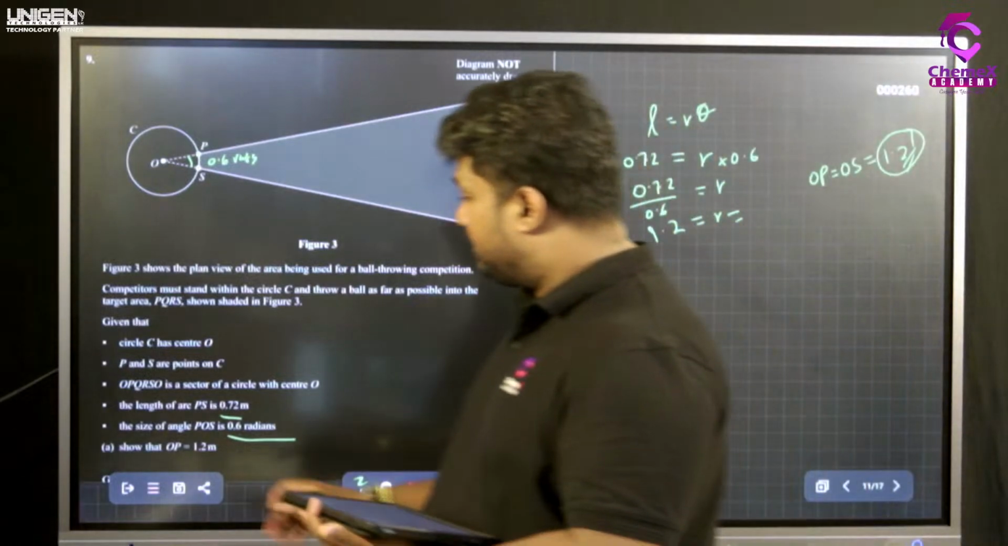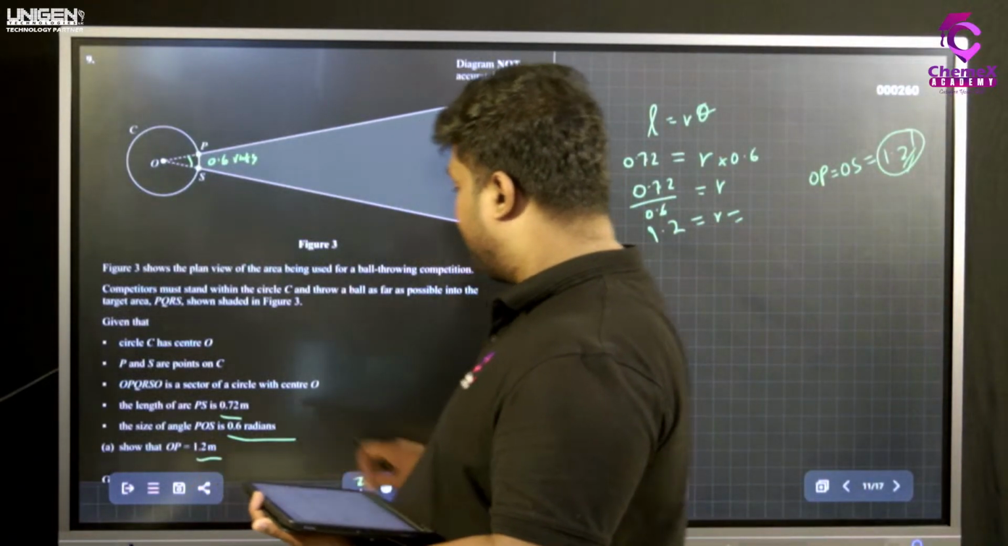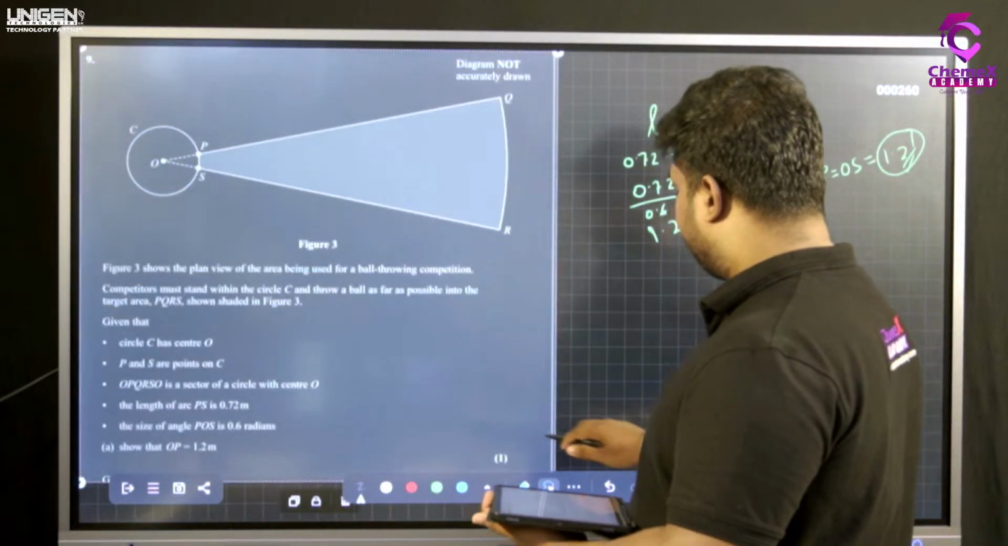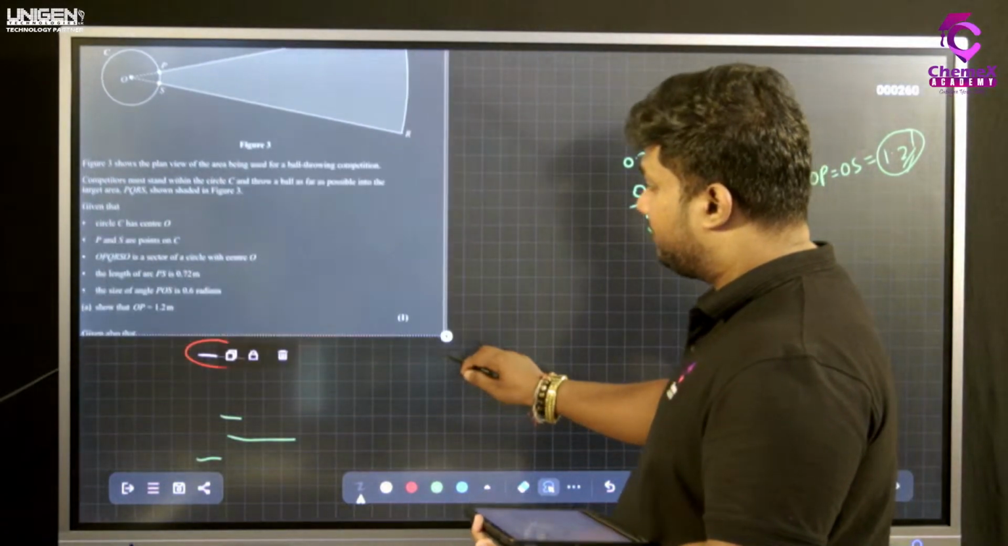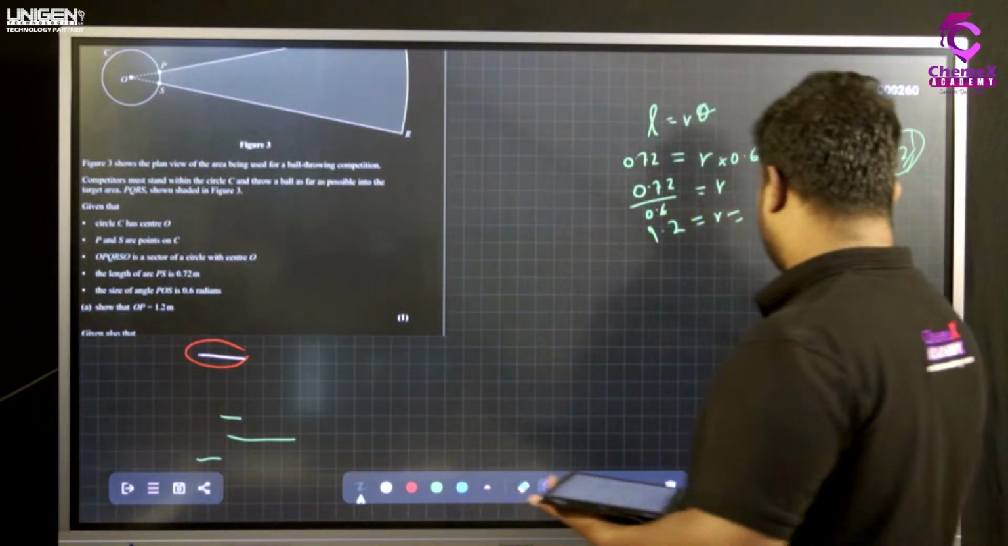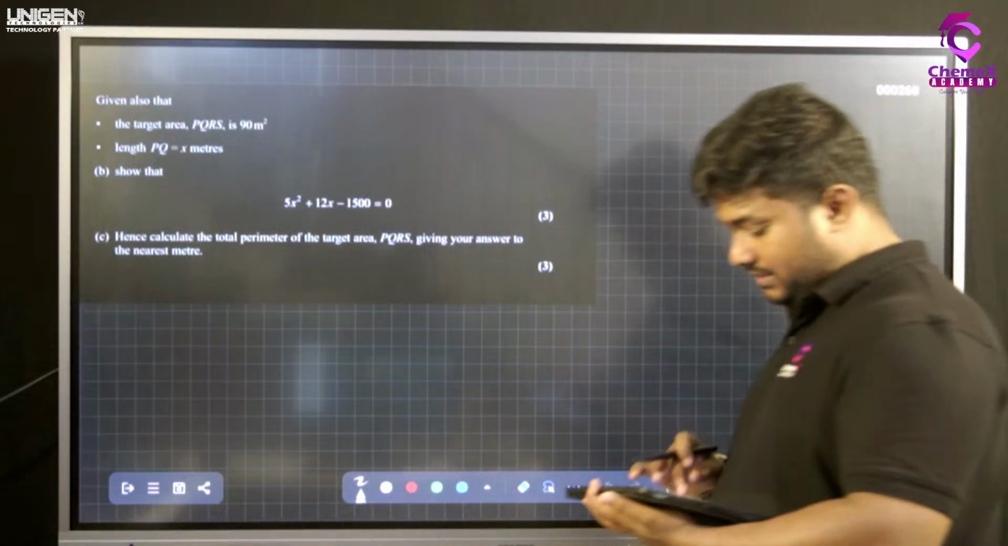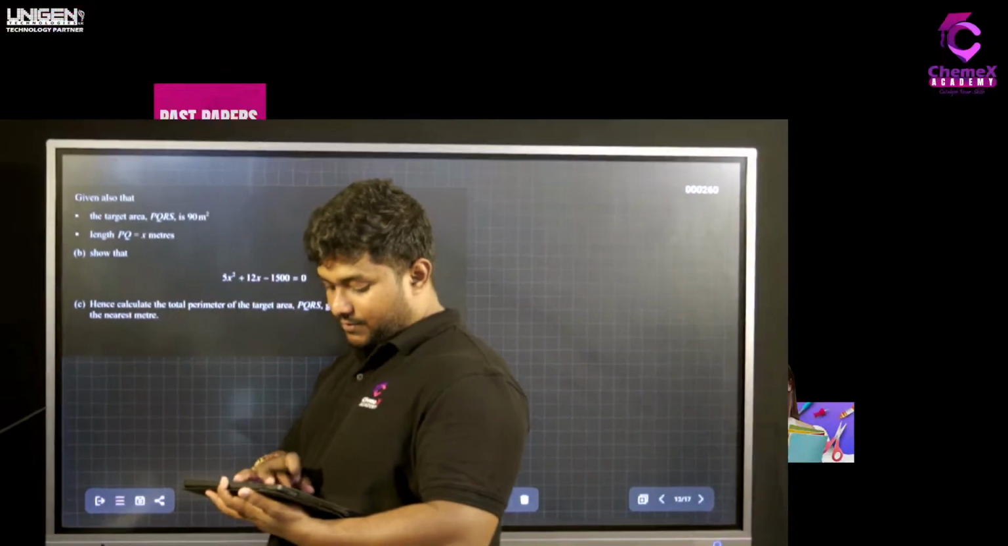So here we show that OP, that's done. Let's make this a bit smaller now. That's done. So let's go into the next page for the next question. Hope you can see well. Let me share it fully.